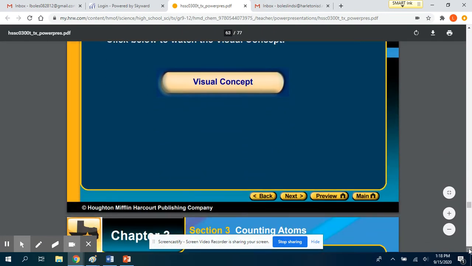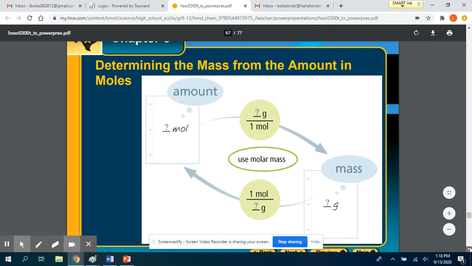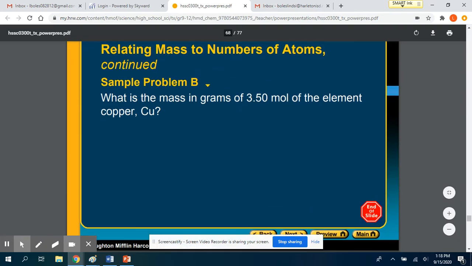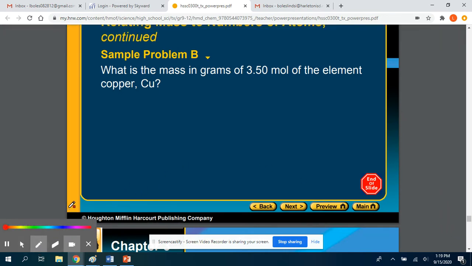All right, so let's go ahead and get to our first example problem. All right, we're going to be back to using our dimensional analysis to do this. So this is one of the reasons that we learned how to do dimensional analysis, so we could work problems like this, okay? So, and here's our sample problem. What is the mass in grams of 3.50 moles of copper? All right, we're going to start these just like we did our other ones, and we're going to take what we're given, 3.5 moles, and we're going to put it in our first box.